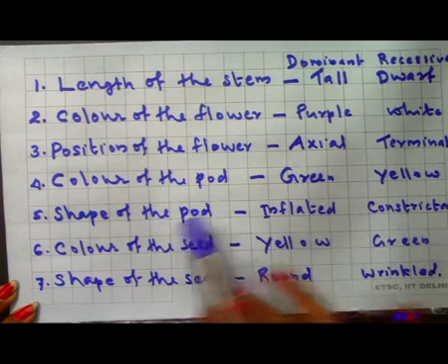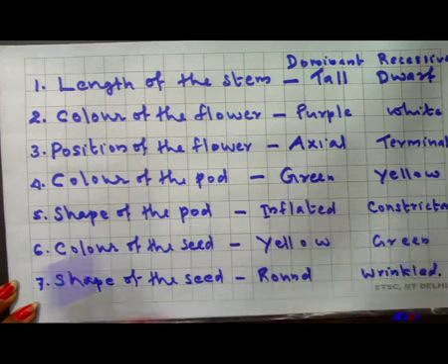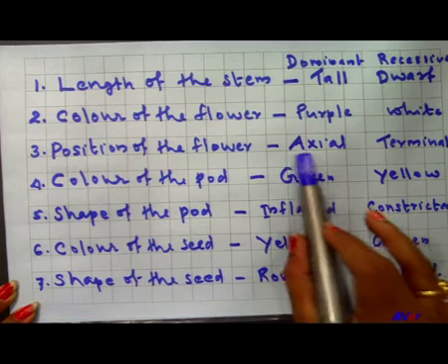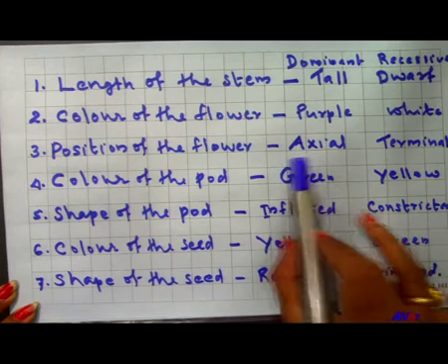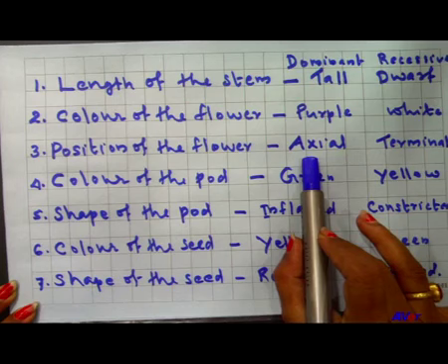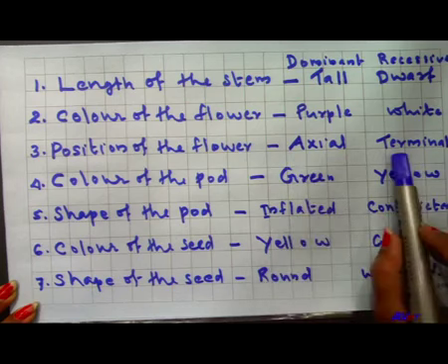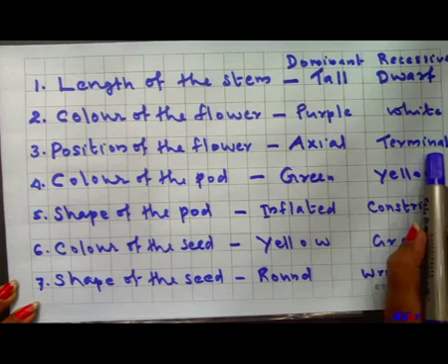Correlate this one, or memorize this one: which one is dominant and which one is recessive. You can use the correlation. In your alphabet, A comes first. So, A is dominant, that means axial is dominant here, and the other character, you know, that is terminal.